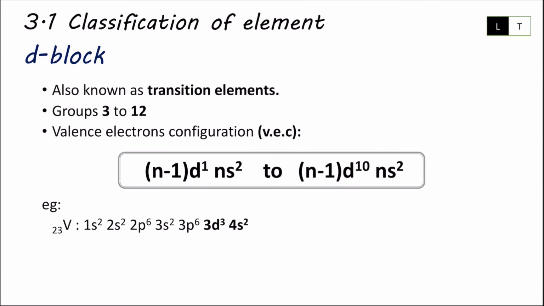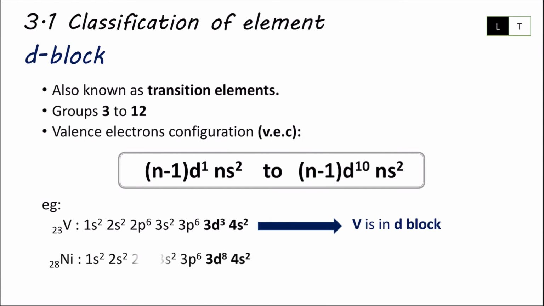For example, I have vanadium. Vanadium has proton number 23, so the electrons should be the same. So the last filled subshell will be 3d3. Please remember, we follow Aufbau, where we fill in electrons in 4s first, and then the rest of them in 3d. So in this case, the last filled subshell will be 3d. Hence, we can conclude that vanadium is in D block.